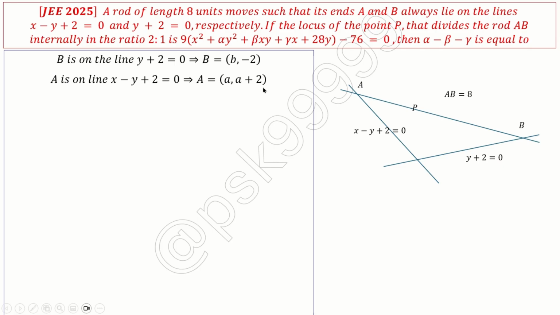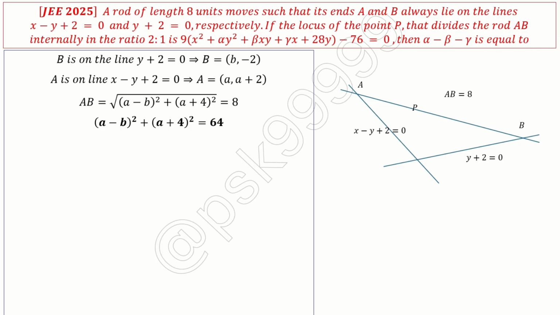Now it is given that this is AB, right? So the distance between them should be 8 units. Correct. So AB equal to square root of (a minus b) whole square plus (a plus 4) whole square equal to 8, where a plus 2 minus of minus 2 gives a plus 4. Now I write it as (a minus b) whole square plus (a plus 4) whole square equal to 64. Remember this equation, we'll substitute the values of a and b and get into the terms of x and y.